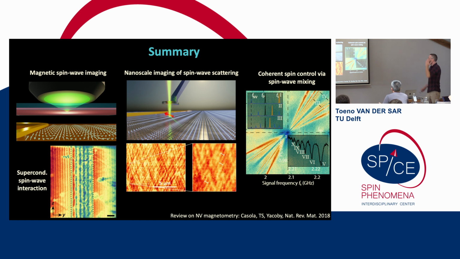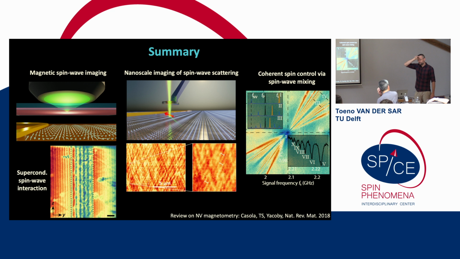So that brings me to my summary. I showed you how we can magnetically image spin waves underneath metals, such as a superconductor. We can go to the nanoscale using a scanning probe, and then we can probe spin wave bands that are detuned using spin wave mixing.